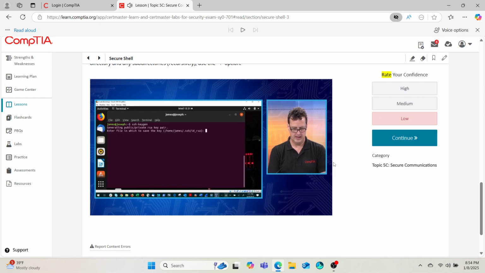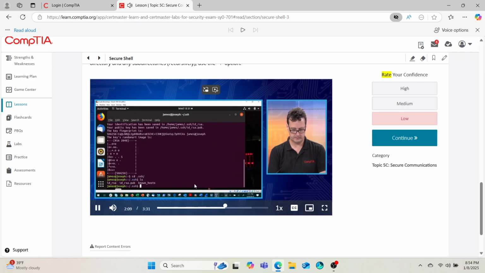So I'm going to run ssh-keygen, there it is, and I'm going to generate a key pair. It's going to ask me where I want to put it. I'll just leave it at the default. I will not use a passphrase. And there is my key pair. So what I can do here is go to my pub key.